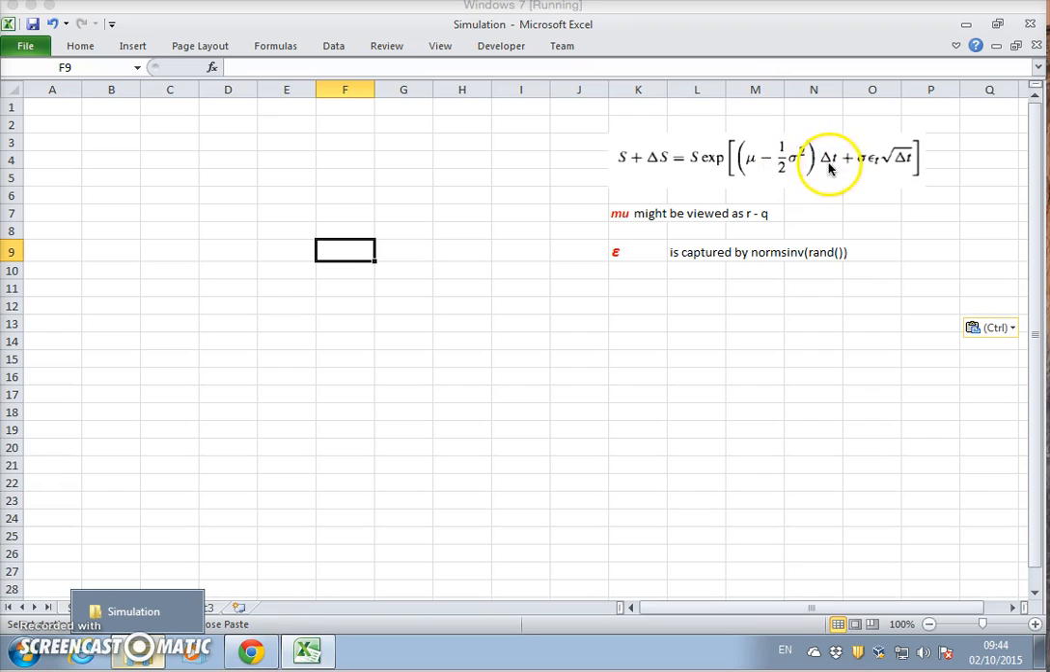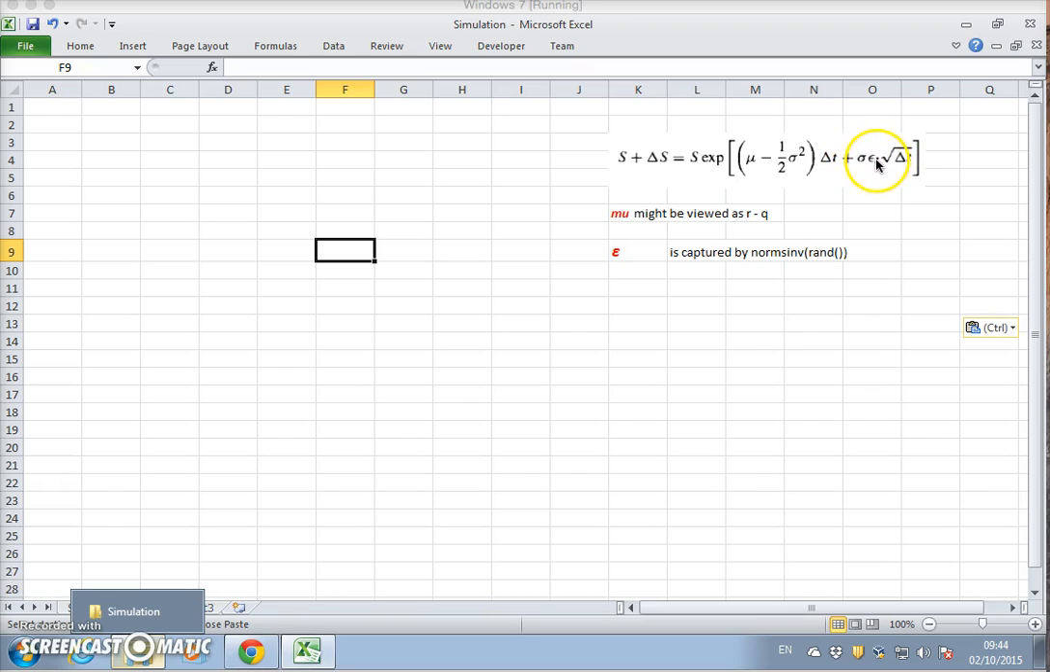The change in the time period, delta t here, could be seen as the periodicity over which we're allowing the stock price to evolve. So are we getting weekly changes, or monthly changes, or annual changes? If we were trying to develop a process over the period of a year and we're considering monthly adjustments, then delta t would be 1 over 12, because a month is 1/12 of a year.